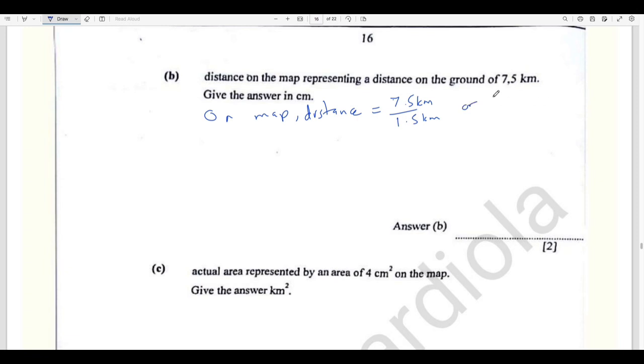We can simply divide by 1.5 kilometers, since we've already determined that 1 centimeter on the map represents 1.5 kilometers on the ground. So we can simply divide 7.5 kilometers over 1.5 kilometers. Or we can convert 7.5 kilometers to centimeters, which would give us 750,000 centimeters, and then divide by 150,000. Then we get 75 over 15, which is the same as 7.5 over 1.5, which is simply 5. So our answer would be 5 centimeters.